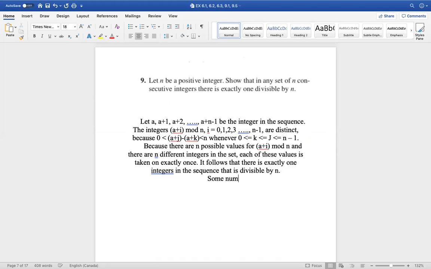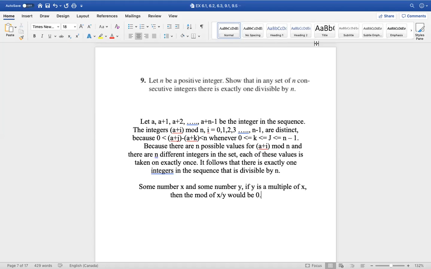Some number x and some number y. If y is a multiple of x, then the mod of x divided by y would be 0. So for example, if we have two numbers x and y, and x is a multiple of y, or y is a multiple of x, then if we divide them with each other, the remainder is going to be 0.